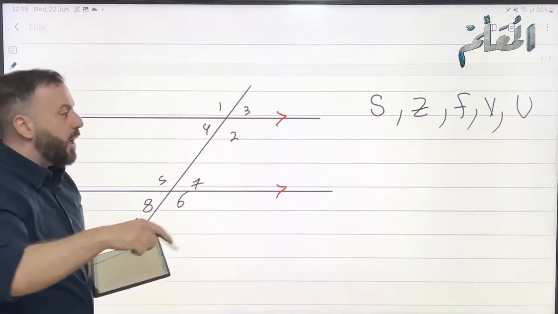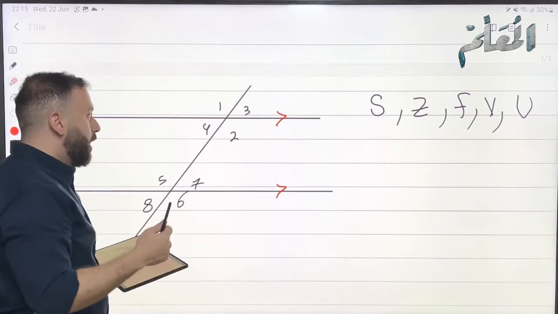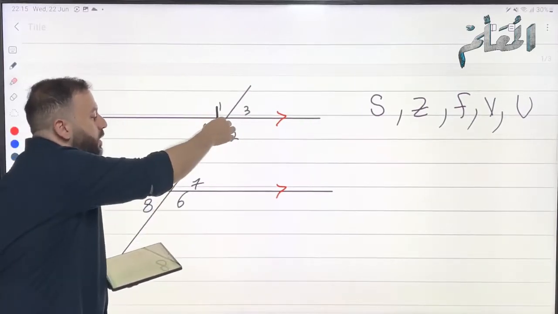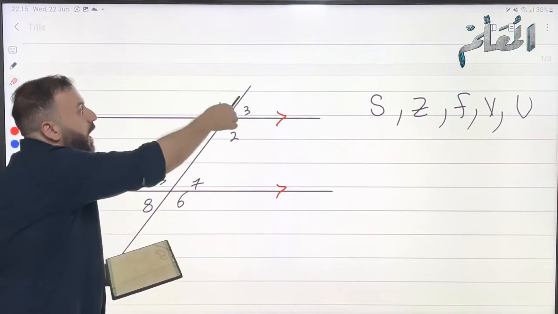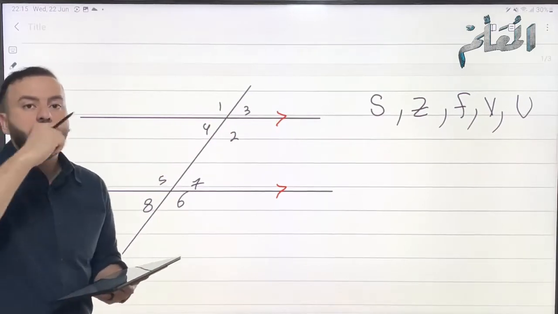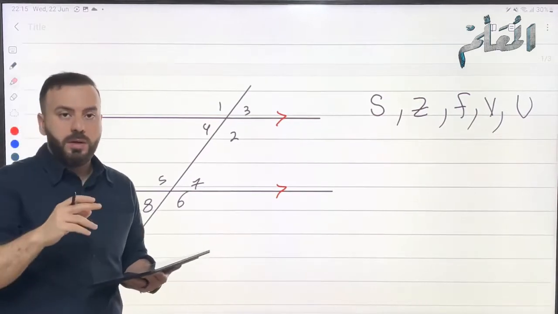At the same time, S and Z will help me to solve also the alternate exterior angles, which means angle 1 is congruent with angle 6, and angle 3 is congruent with angle 8. This is what we call alternate, either exterior or interior.